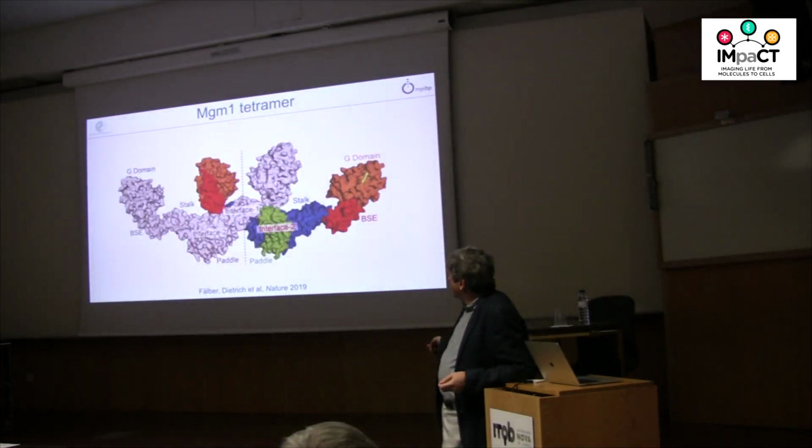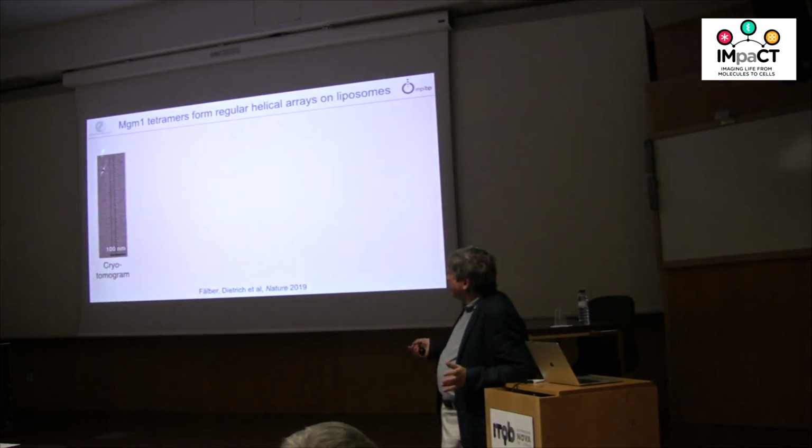Just while they were doing that, we got together with them, and this is the tetramer as it exists in the mitochondria, and it's similar to the dynamin tetramer. These tetramers arrange themselves around lipid tubes, or tubulated membranes. What you see here is a preformed lipid tube, and around it are these filaments of Mgm1.